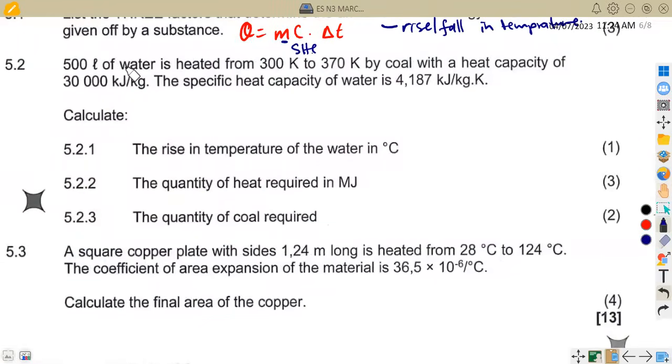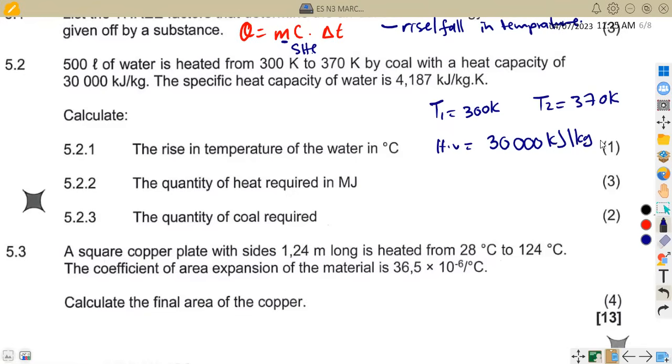So we are given that it's heated from, that is our temperature in kelvins in this case. So we've got T1 in kelvins, which is 300 Kelvin, and T2, which is 370 Kelvin, with a heat capacity of, so we are given the heat value of coal, which is 30,000 kilojoules per kg.